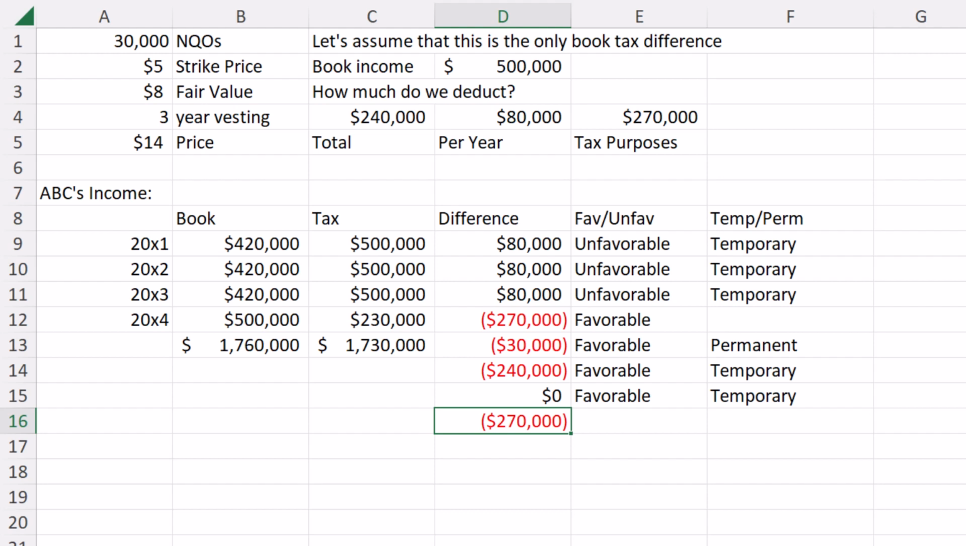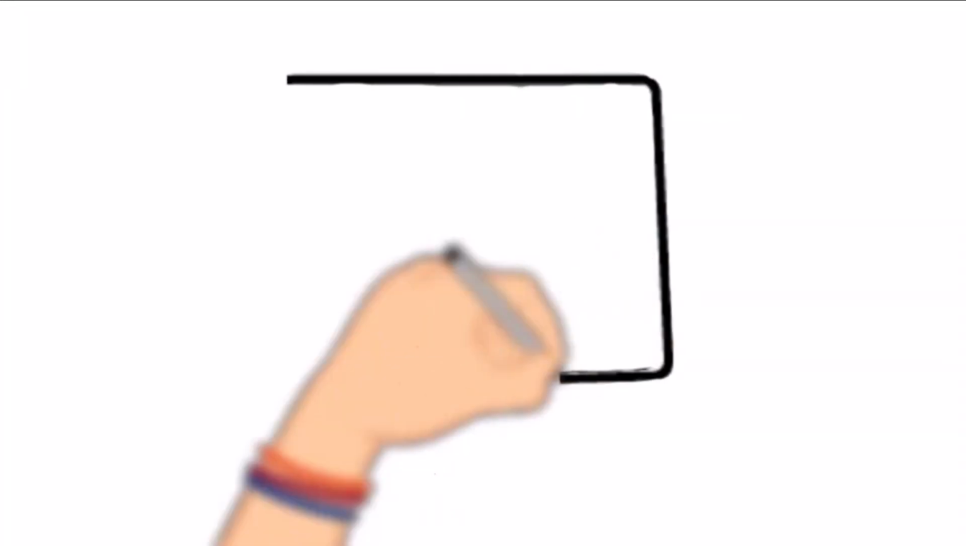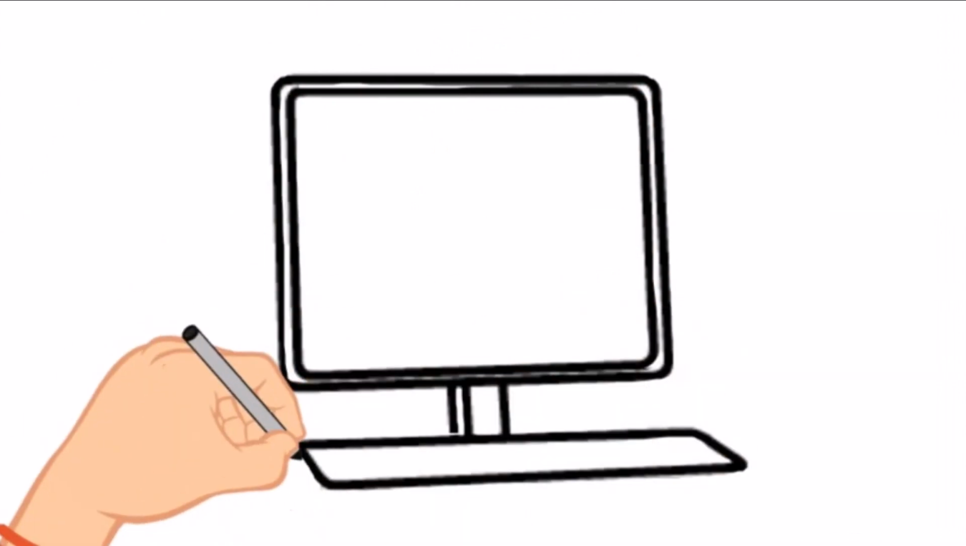Okay, I hope that this helped explain how these temporary differences can go in and out, and maybe you end up with a permanent difference. And I also hope that it helped explain these non-qualified options a little bit.